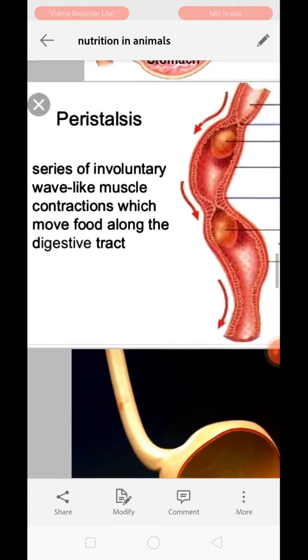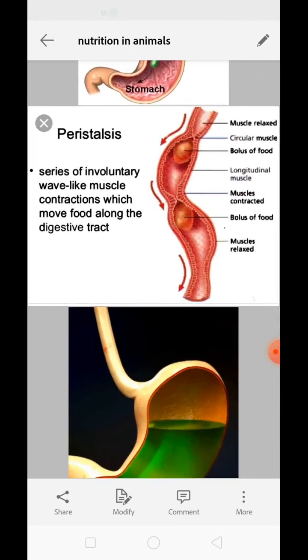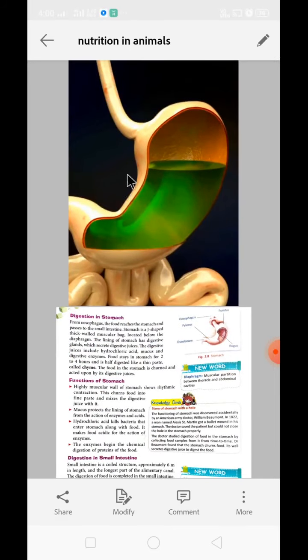See over here, the definition is given: a series of involuntary wave-like muscle contractions which move food along the digestive tract is known as peristalsis. Now, this is the stomach and this is obviously the esophagus. Can you see this stomach? It is filled with a liquid. Clear? And what is the shape of the stomach?